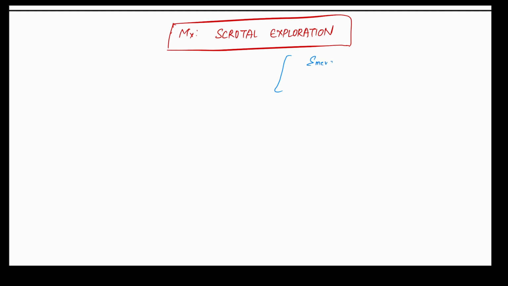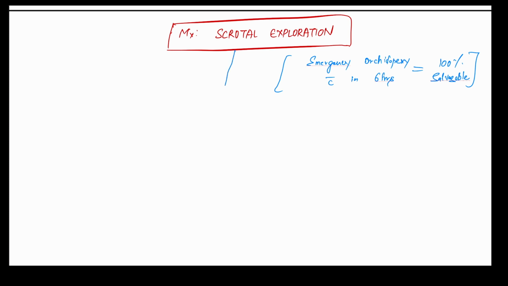Emergency orchidopexy, if performed within 6 hours, can save the testis 100%. So management of testicular torsion is scrotal exploration. How do you do it? By giving a paramedian incision, we'll explore the testis.